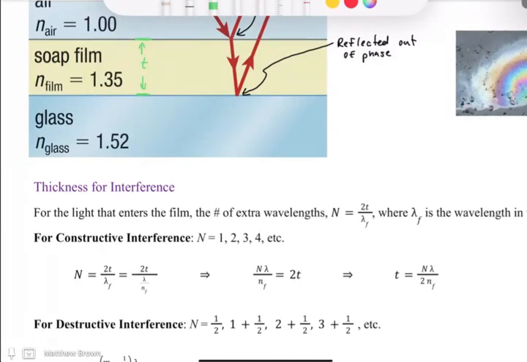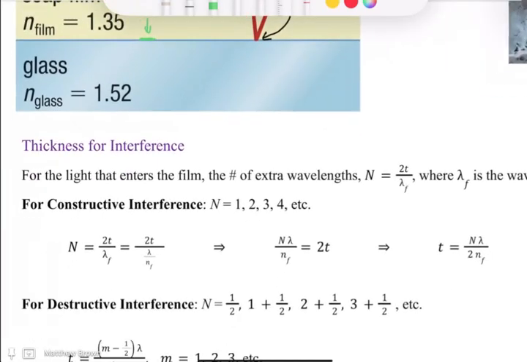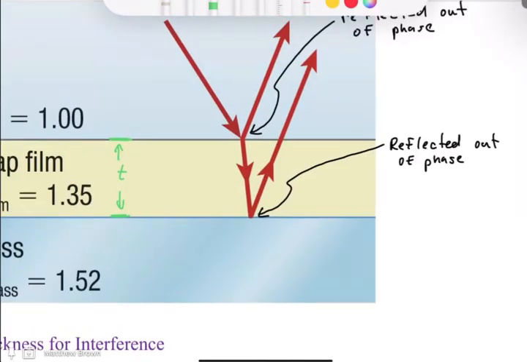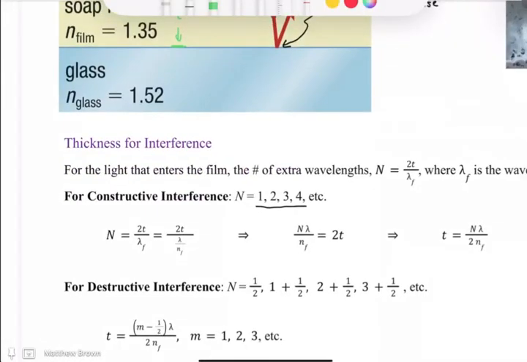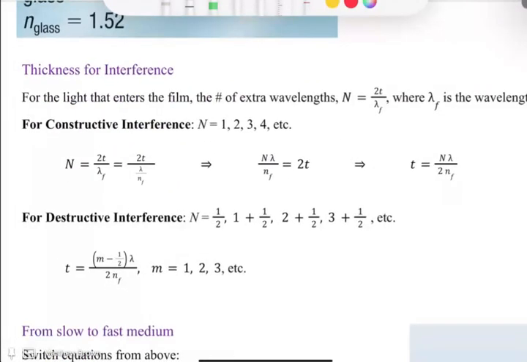And so for constructive interference to occur, we're looking at n equaling 1, 2, some whole number, where it's gone an exact number of full wavelengths. And what that means then is that whatever phase this gets kicked back in, this one here would be in the exact same phase. So they're sort of amplifying each other, and you should see more of that light. And that's sort of what I indicated there.